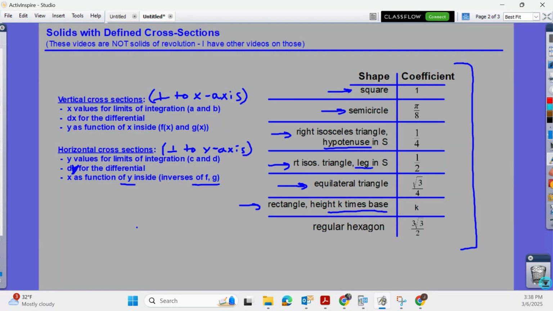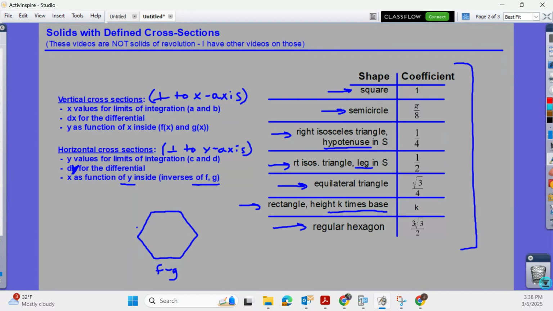Now, could they put regular hexagons on there? They could. I really doubt they would, but they could. I've thrown it at my classes before just for fun. Regular hexagons would be pretty easy though. It's not that big of a deal. My point in doing this isn't because I think you might see regular hexagons on the AP exam. It's just to point out it could be any shape, as long as we can find the area of that shape in terms of one dimension of it, one side length of it, then we can do it.